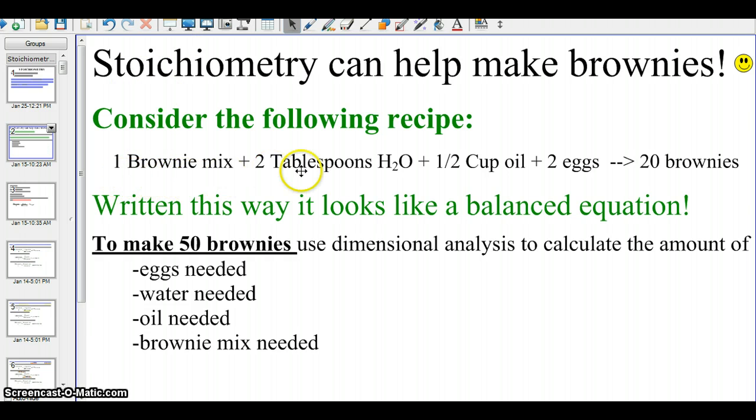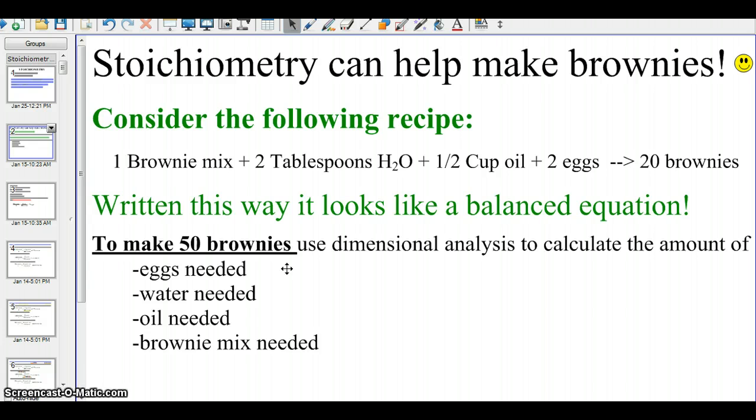So if you think about it, I need a brownie mix. I need some water. It tells me how much water to use. I need some oil and some eggs. And what they say is that once I make the pan of brownies and cut it into the desired sizes, I will get 20 brownies. Well, let's say I'm going to make not 20 brownies, but I want to look at how many ingredients I need if I want to make 50 brownies. So 50 brownies is going to require some more ingredients.